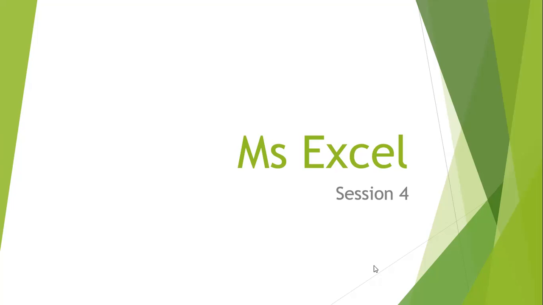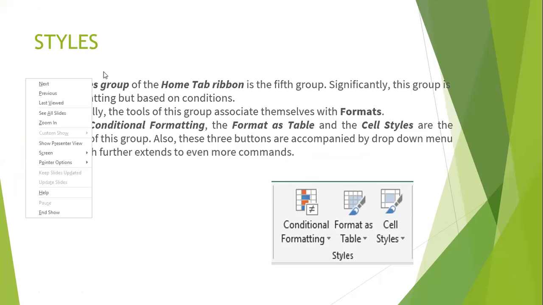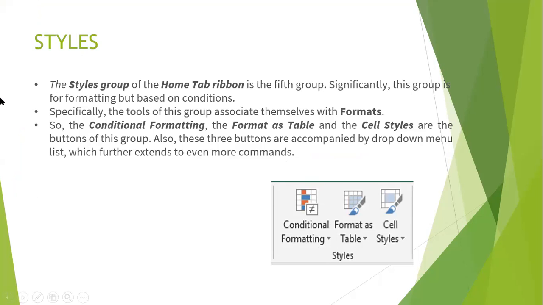Now today's session, session 4, we are trying to cover the styles group. In that we have conditional formatting, format as table, and cell styles. What is this style group going to provide us? As you know, the style group is present in the home tab ribbon, and it is the fifth group that we can see in our Excel sheet. And why is it useful?